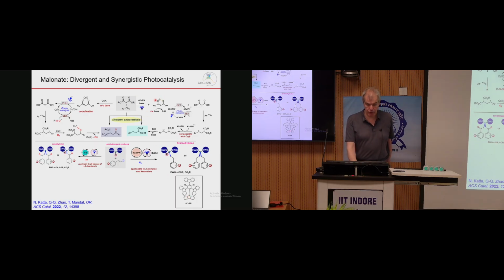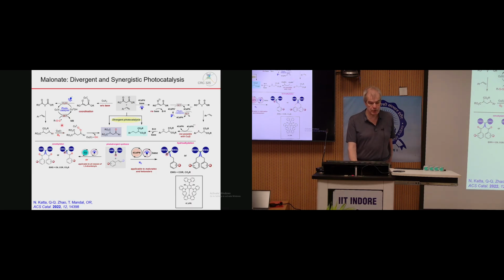So we are again forming the malonate anion, and we can oxidize it to the malonate radical. So you see this is the very same type of radical here. It adds to the alkene. This is also still the very same. But now we have the reduced photocatalyst. This is what we had here too.